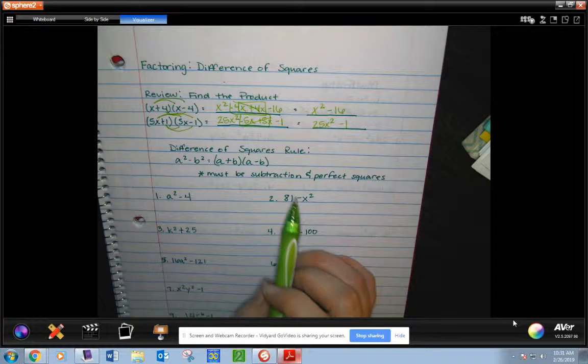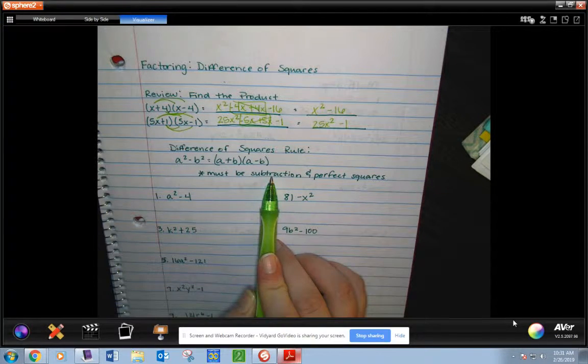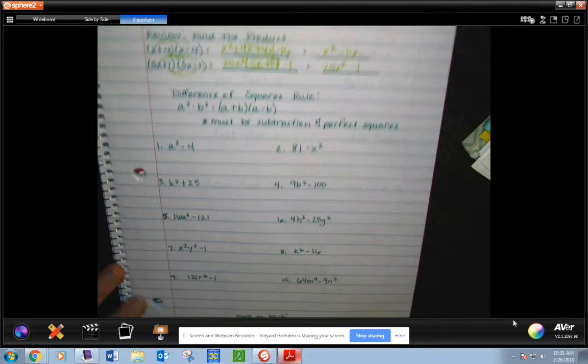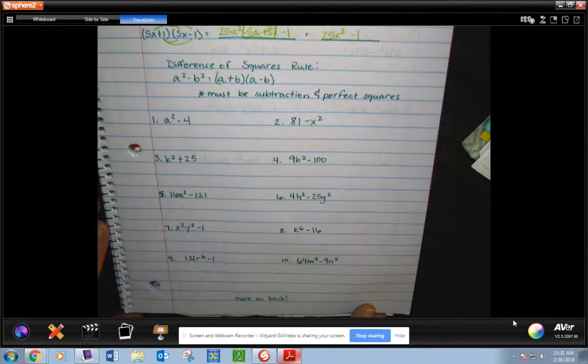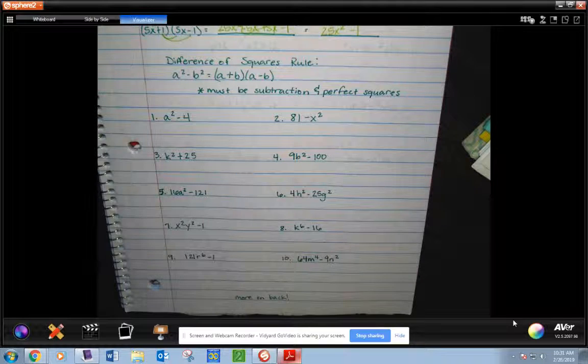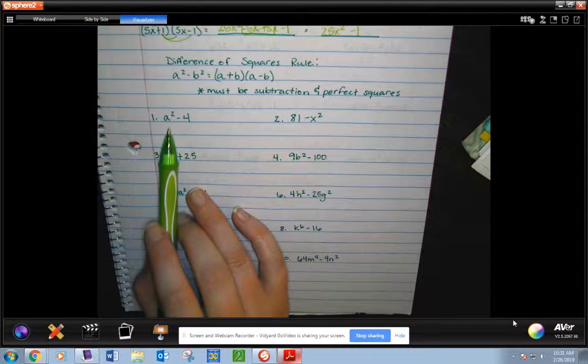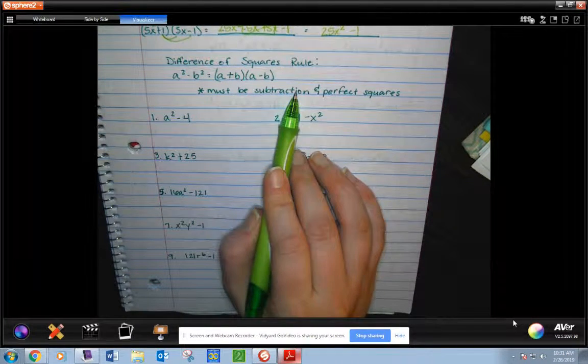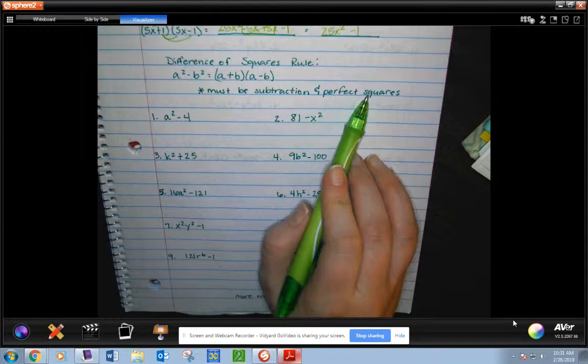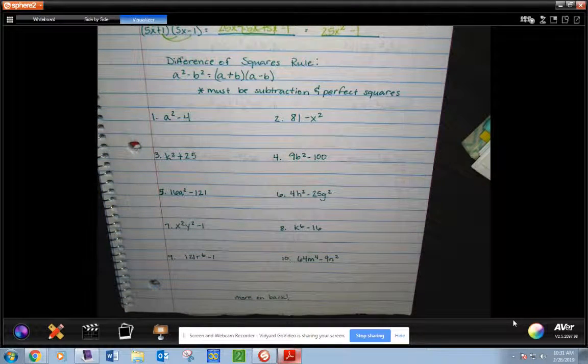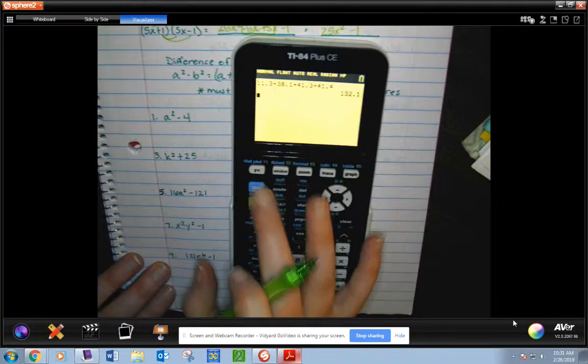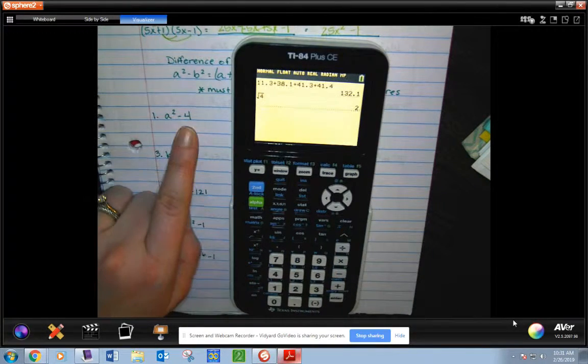Okay, now two things you have to make sure of. It must be subtraction, and they must be perfect squares. Now, these notes are a little bit longer, so you're going to have to bear with me, but they do go by pretty fast. So when we're doing these, a squared minus 4, you have to look to see, is it subtraction? Yes, it is. And are these perfect squares? Yes, they are. Now, if you can't remember if they're perfect squares, you can always take the square root of whatever number you have, 4.